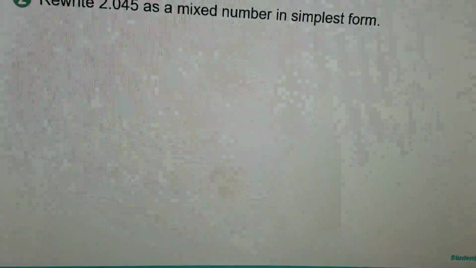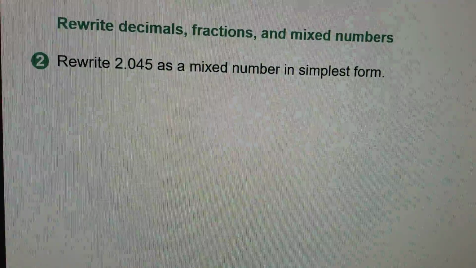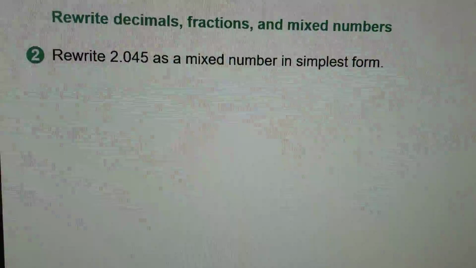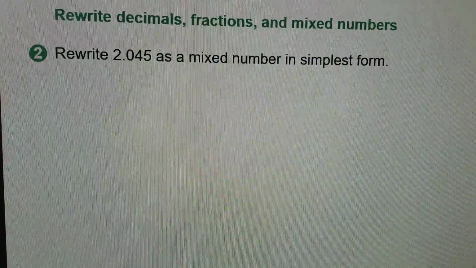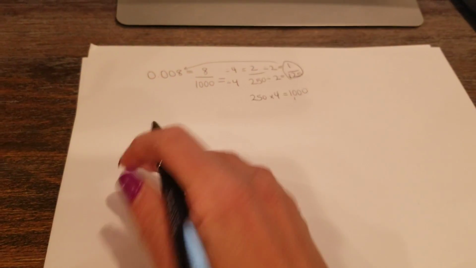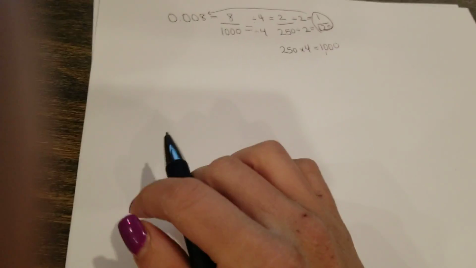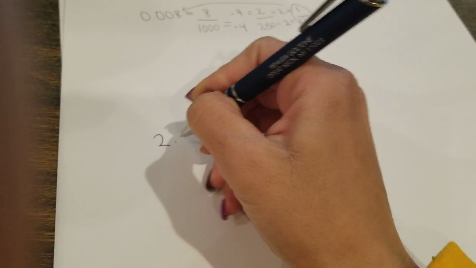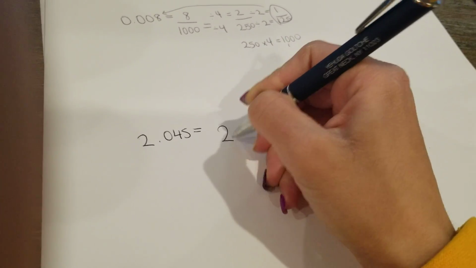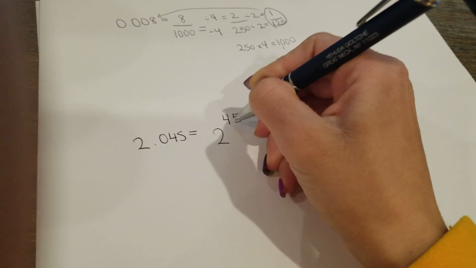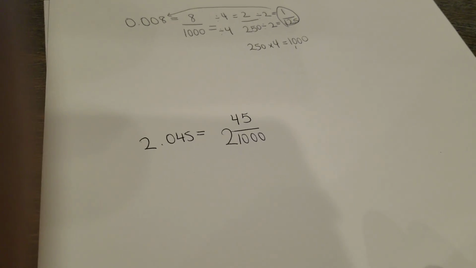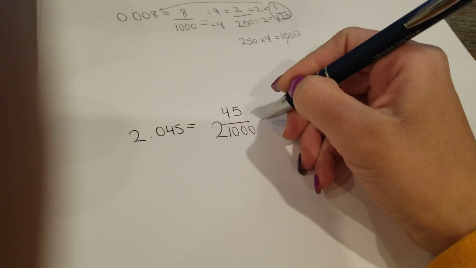Let's keep going. Now we're going to write 2 and 45 thousandths as a mixed number in simplest form. We know how to write this as a mixed number. So let's go down to my paper. It's 2 and 45 thousandths as a mixed number, and now all I have to do is simplify this.